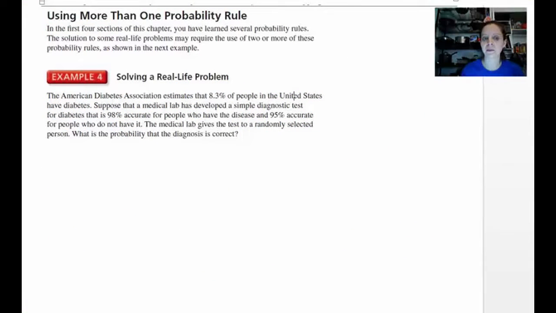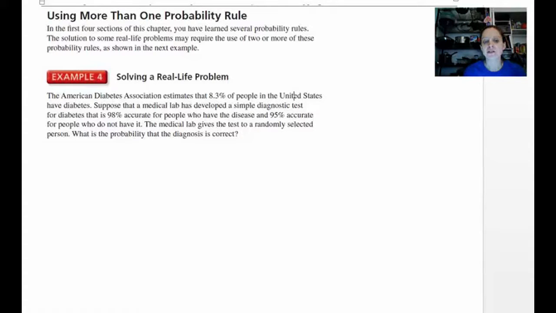Using more than one probability rule. In the first 4 sections of this chapter, you have learned several probability rules. The solution to some real-life problems may require the use of 2 or more of these probability rules, as shown in the next example. Example 4.